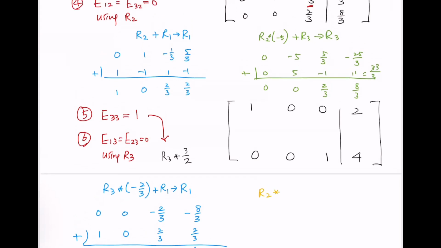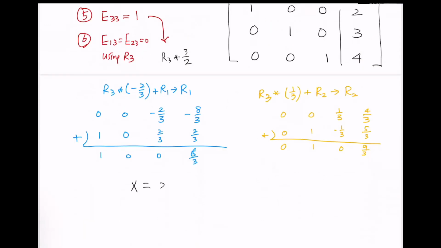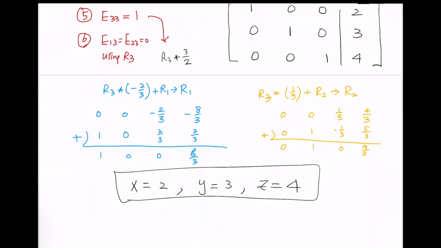For R2, we have negative 1 over 3. So we're going to multiply R3 times 1 over 3, and then add R2, put it back to R2. We have 0, 0, 1 over 3, 4 over 3, and R2, 0, 1, negative 1 over 3, 5 over 3, and we add: 0, 1, 0, 9 over 3. X equals 2, Y equals 3, and Z equals 4. That's the answer.